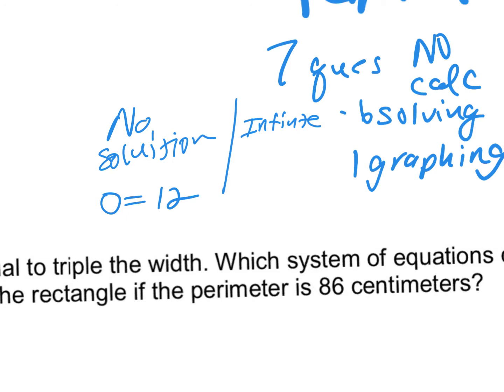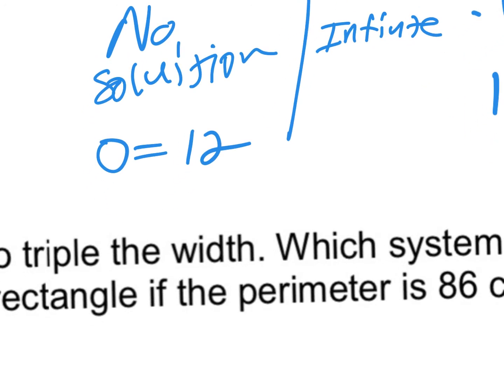Will 0 ever equal 12? Will 0 ever equal -4? You'll end up where all of your variables cancel out, and then you have a number left on the other side. That's what it'll look like algebraically. If you have no solution graphically, what do your 2 lines look like? They're parallel, they don't touch. No solution is a possibility in your test tomorrow.